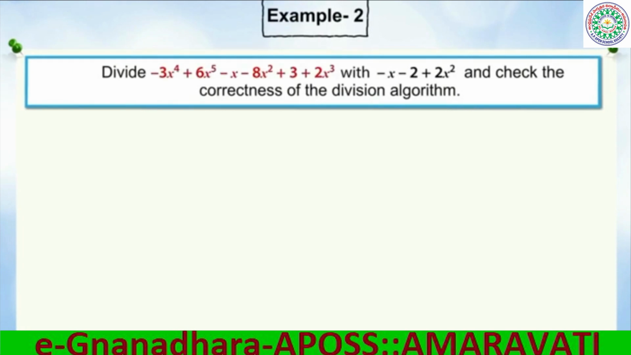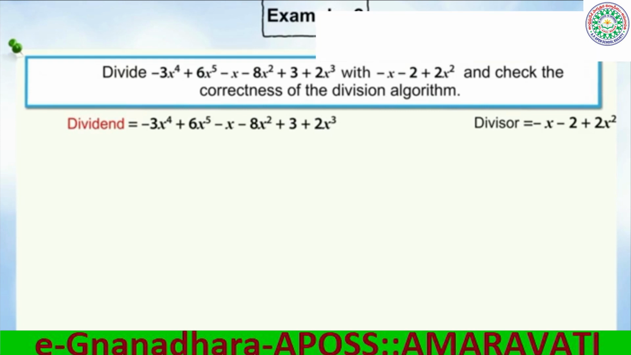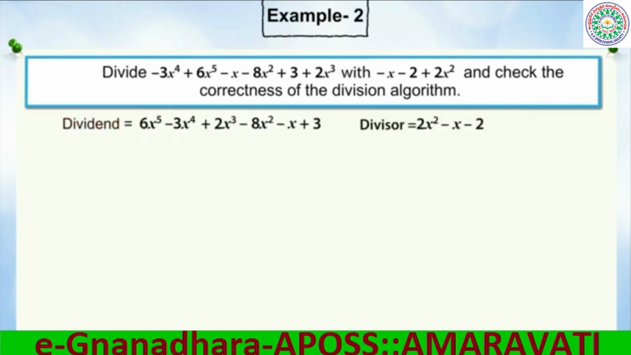In this question, we will divide the first polynomial by the second polynomial and check the correctness of the division algorithm. You can see that the given polynomial, dividend and divisor is not in the standard form. Before starting the division process, write the polynomials in their standard form, that is, decreasing order of powers. Now, let's begin the division process.